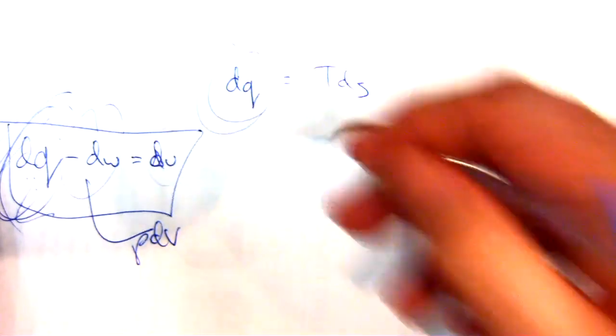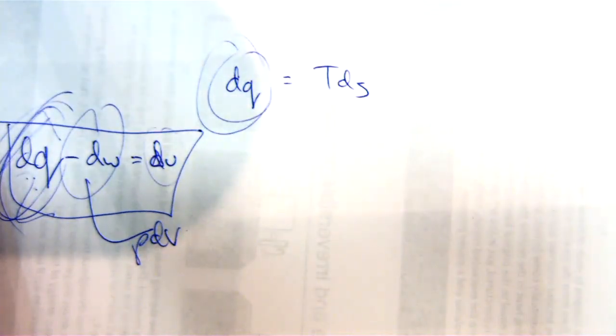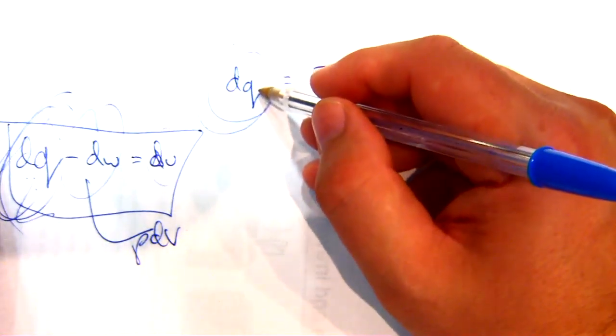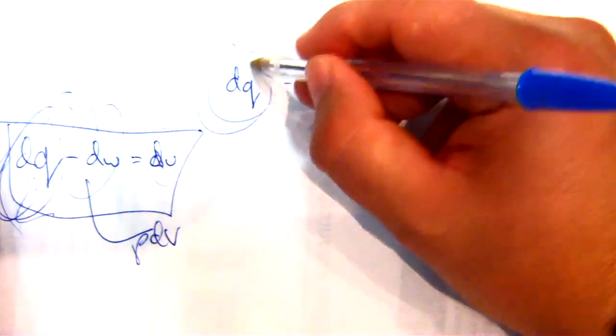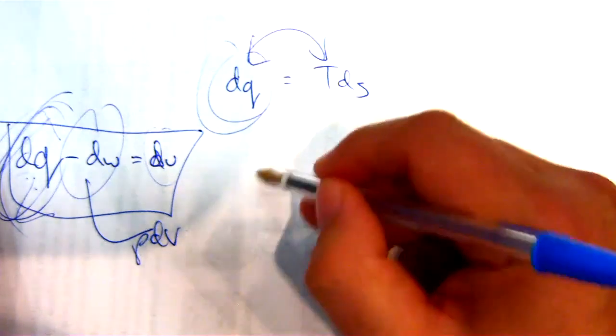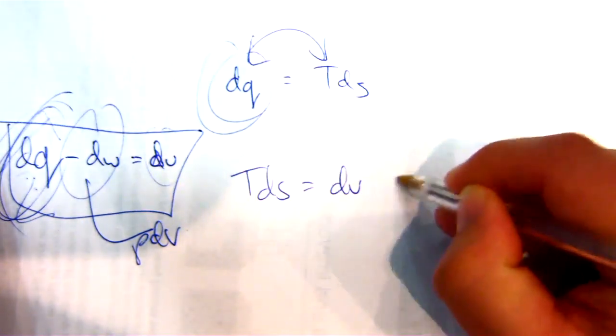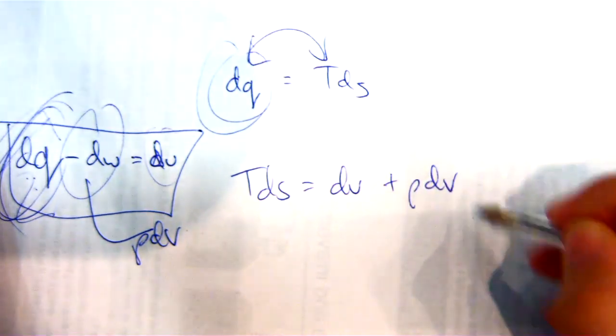I'm not going to replace this because U is a property. I don't need to change anything about it. So what I've got now is substituting in here, and I'm going to swap them around so that I can write TdS on one side. TdS equals dU plus P dV.